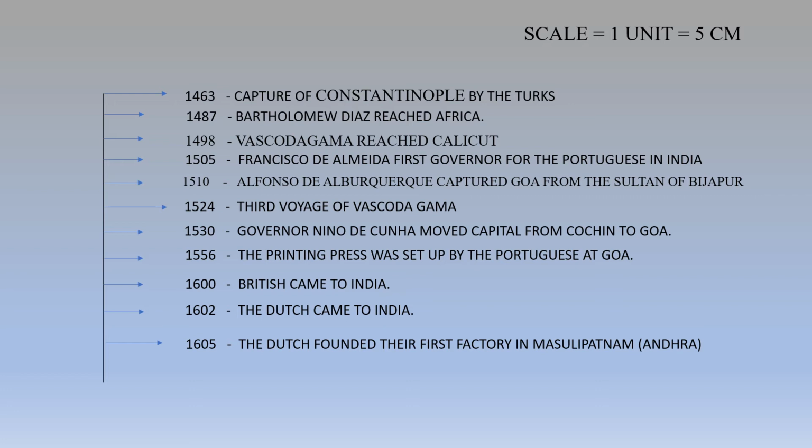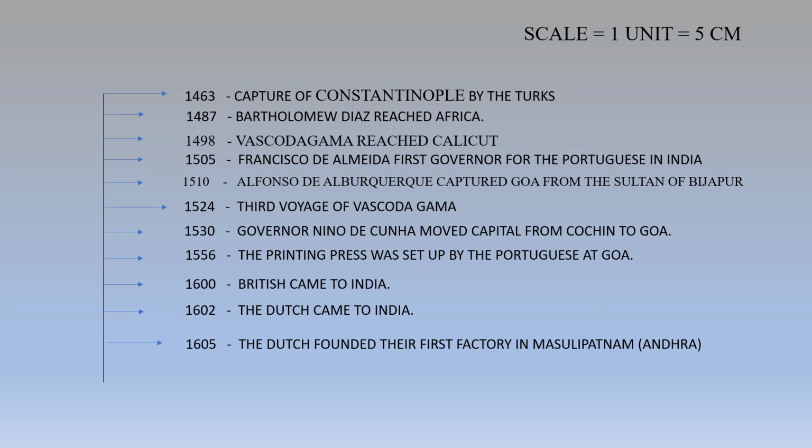Yes. Now we will move to the points. 1463, capture of Constantinople by the Turks. So you have to write this in a very clear manner. If you write without any spelling mistakes, you will get 1 mark. Understood, children? This is only for 5 marks and you have to learn everything. 1487, Bartholomew Diaz reached Africa.